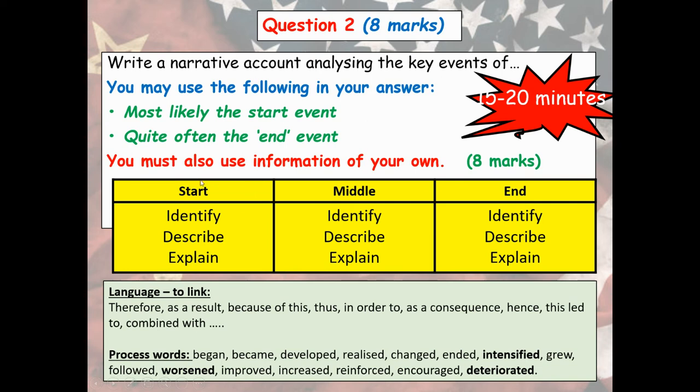So I would do a small table at the start of your exam when you're planning out what you're going to write. Write down what your start event is, write down what your middle event is going to be and what your end is going to be. And then you have these connection words: began, became, developed, realised, changed, intensified is a really good one, deteriorated, reinforced, worsened. There's lots of things that you could talk about, but that is your analysis.